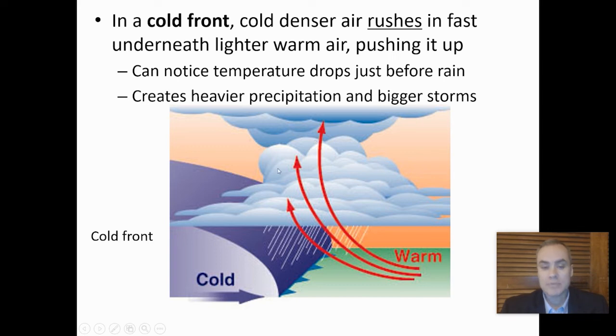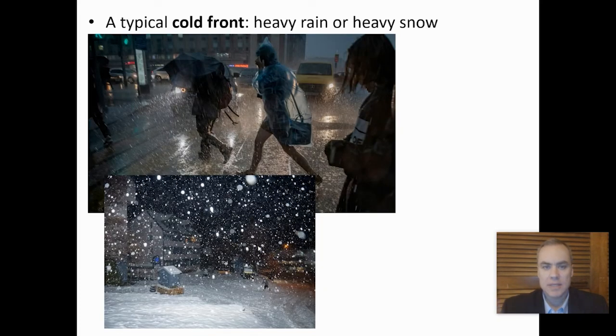And this all happens fast. So if you're outside amid a cold front, you will see the temperature drop. And then within 15 minutes, 20 minutes, 30 minutes, you will see rain showers come down. So cold fronts happen fast. They give you your bigger storms like this: heavy rains, heavy snow.